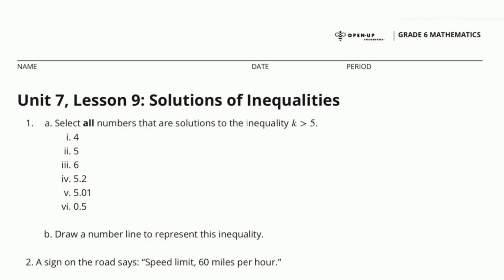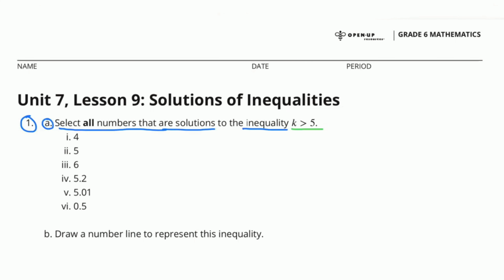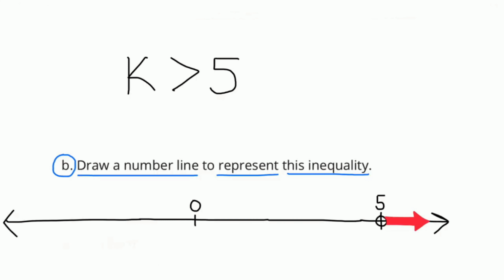Unit 7, Lesson 9, Solutions of Inequalities. Number 1. A. Select all numbers that are solutions to the inequality k is greater than 5. I selected 6, 5 2/10, and 5 1/100. B. Draw a number line to represent this inequality. K is greater than 5. So I drew a number line, and I have an open circle underneath 5 with the arrow pointing to the right.